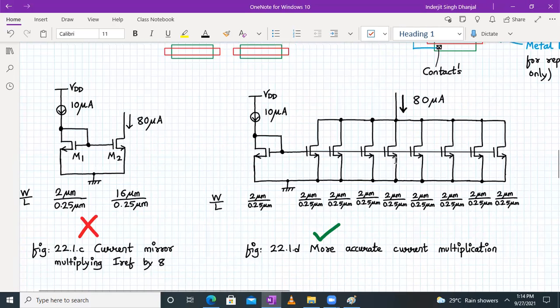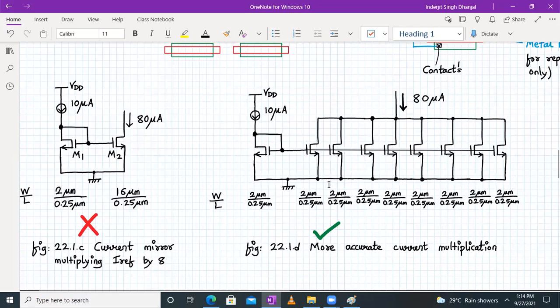I hope you are following this, right? How can we generate 80 microamperes from 10 microamperes with the help of this approach, and why this approach? Okay, fine. I'll give you all some time to grasp this concept. So you all can pause over here, and let's understand this further with a design.